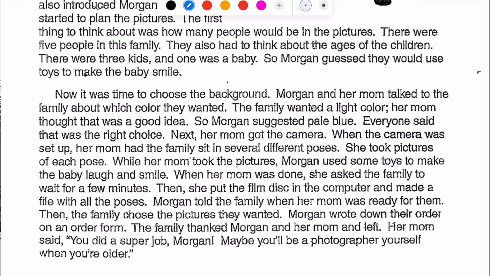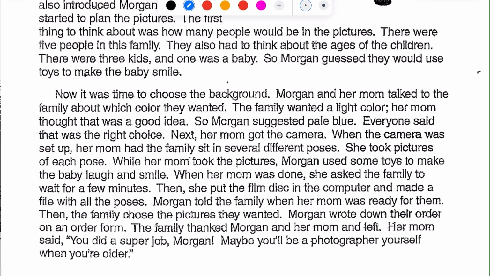Now it's time to choose the background. Morgan and her mom talked to the family about which color they wanted. The family wanted a light color. Her mom thought that was a good idea. So Morgan suggested a pale blue. Everyone said that was the right choice. Next, her mom got the camera, and when the camera was set up, her mom had the family sit in several different poses. She took pictures of each pose. While her mom took the pictures, Morgan used some of the toys to make the baby laugh and smile. When her mom was done, she asked the family to wait a few minutes. Then she put the film disc in a computer and made a file with all of these poses.